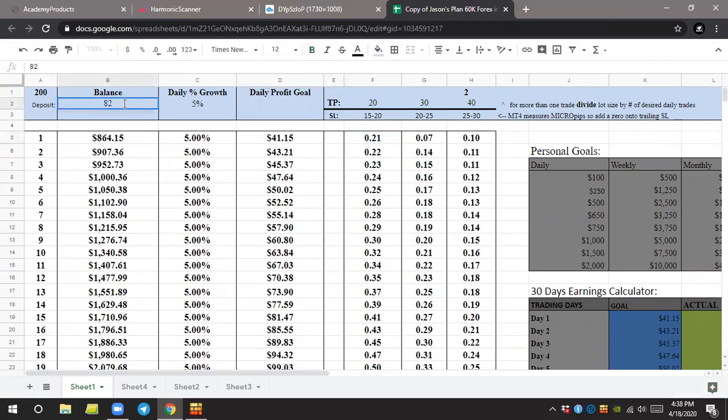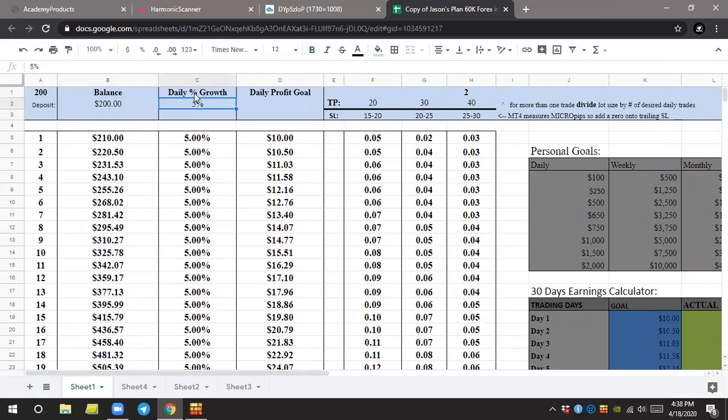So this is all adjustable. If we put in $200, for example, and we're trying to grow 5% a day, then we know that our daily profit is at least $10, or our daily risk is at least $10. Now, how do we get $10?